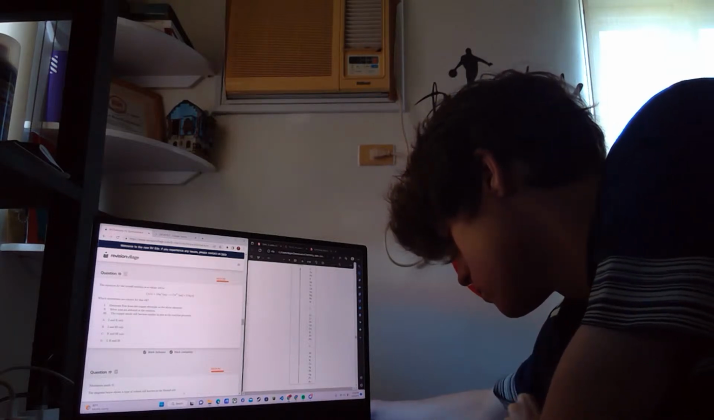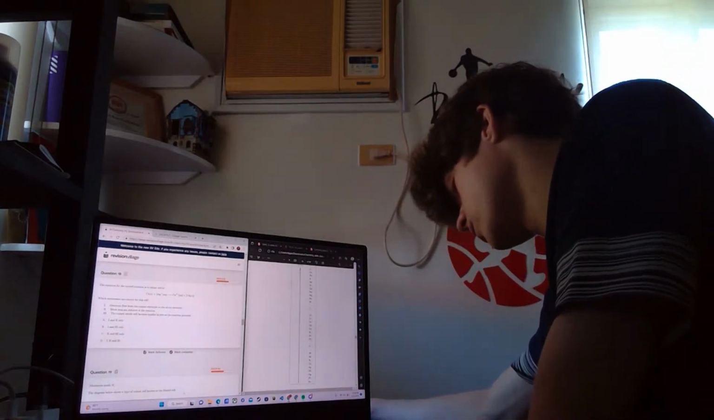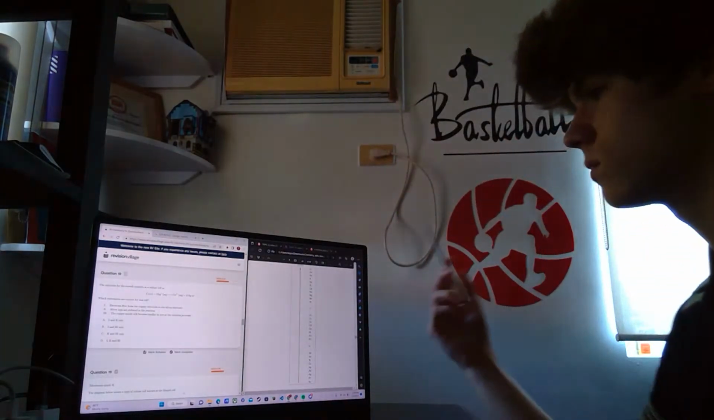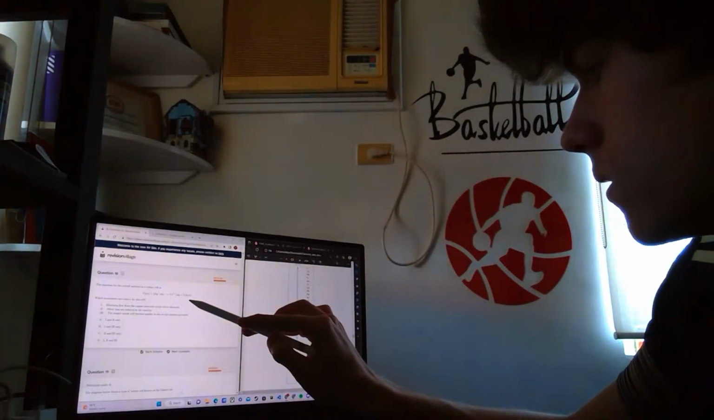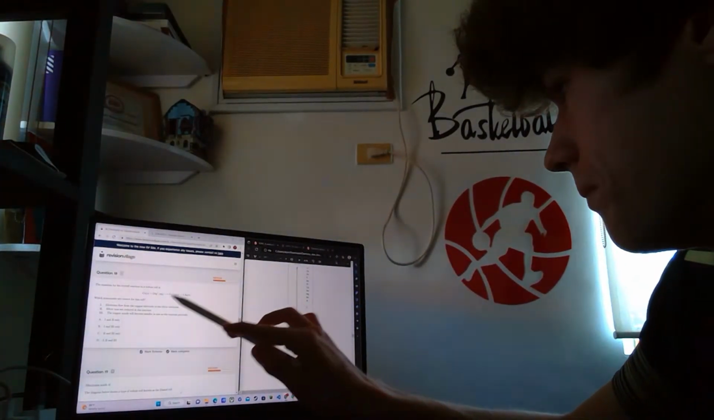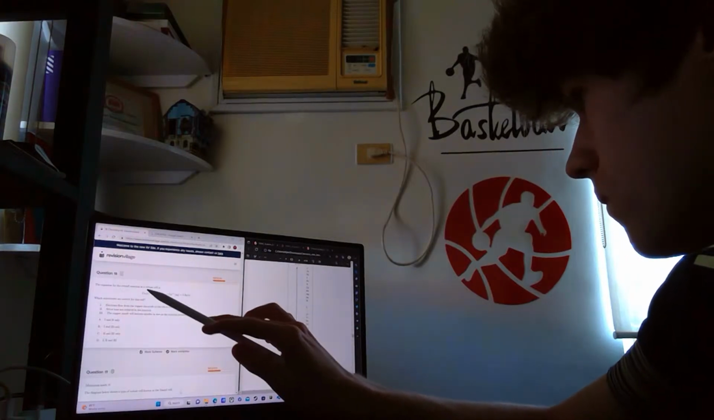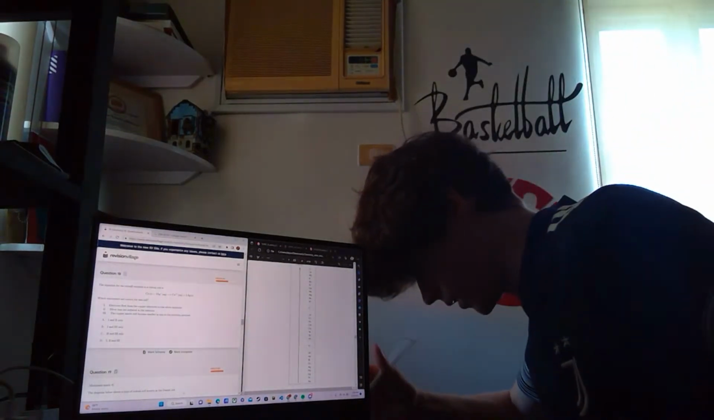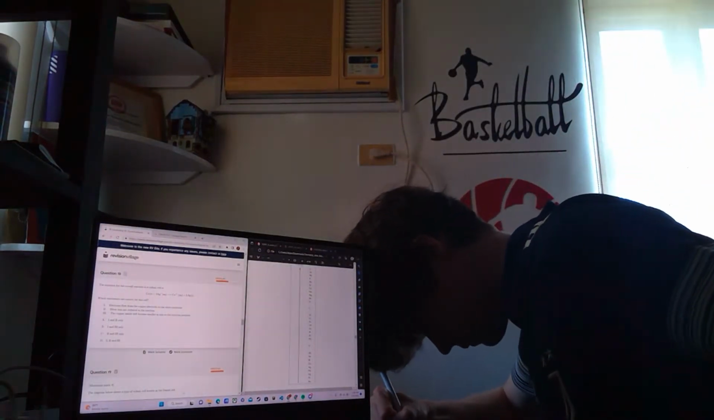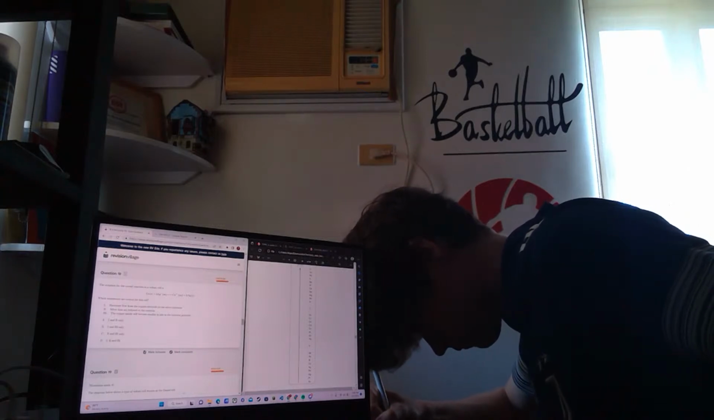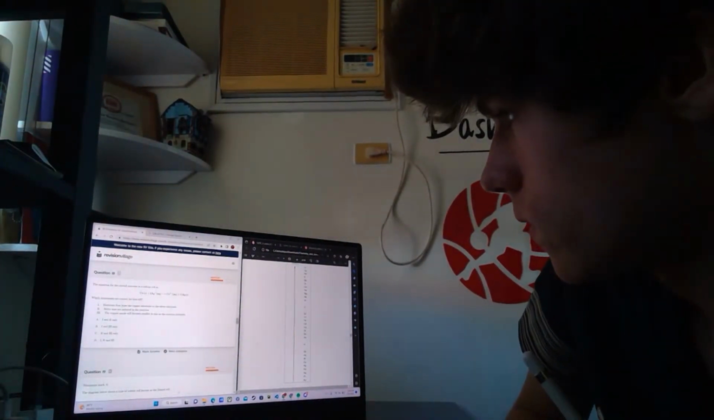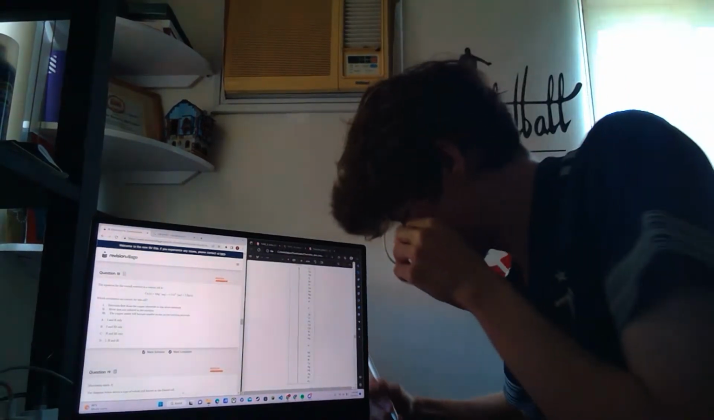Cathode reduction. So it's going to flow from anode to cathode. I need to identify which one's being reduced. This is being reduced. So it's going to go from anode to cathode. Yes, so one is correct. Silver ions are reduced in the reaction. Yes.